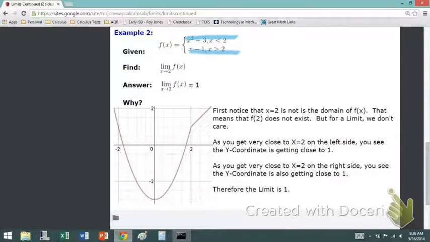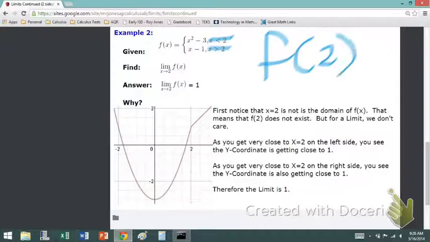The x squared minus 3, well, that's a parabola, and it's a parabola all the way to the point of x equals 2, right there. The x minus 1 is a linear equation, and it's linear all the way from 2 to infinity out this direction. Now you'll notice, look at the domain of this, that we didn't even include x equals 2. So we can't ask the question, what is f of 2? We don't know what that is, because it's not in the domain. There's no equal sign for either one of those. But we still can talk about limits.